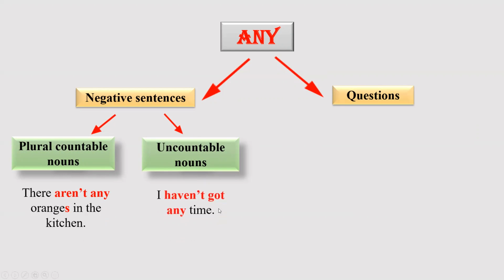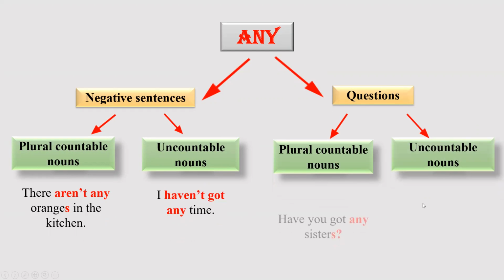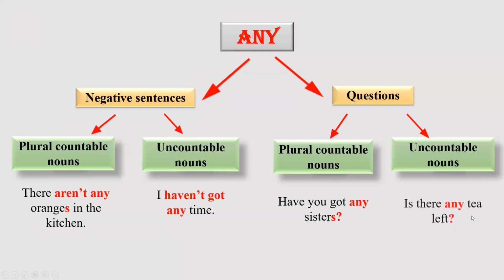I haven't got any time. See, time is an uncountable noun, and it is a negative sentence. Any comes in questions before plural countable nouns and uncountable nouns. Examples, have you got any sisters? See, sisters is a plural countable noun. Is there any tea? Tea is an uncountable noun, and both of them are questions.